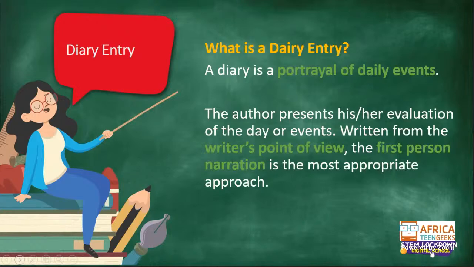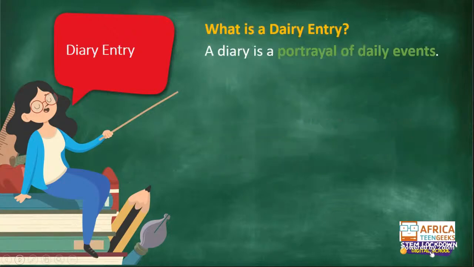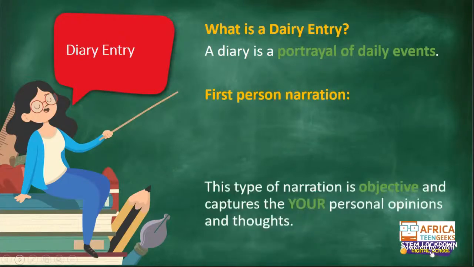The first person narration is the most appropriate approach. So when you are writing a diary entry, it is always in your personal point of view. Diary entries are very subjective, and you always write diary entries in first person. And first person is when we usually use the pronoun I. Let's quickly talk about first person narration.